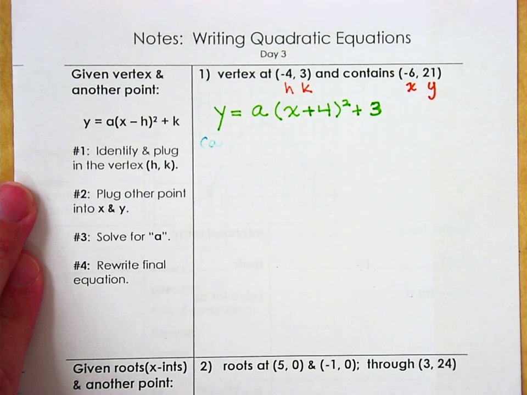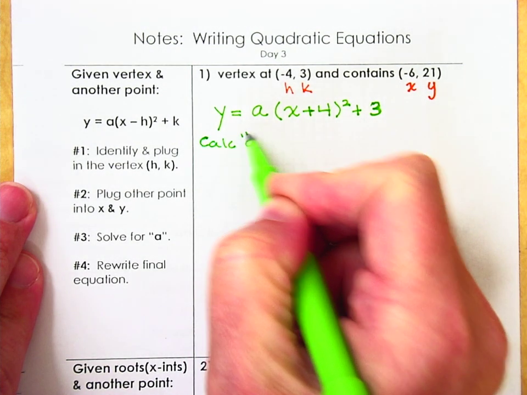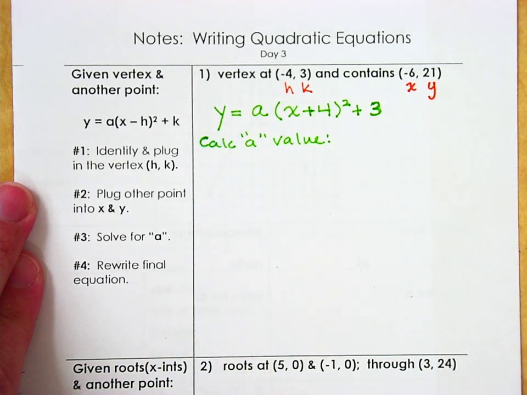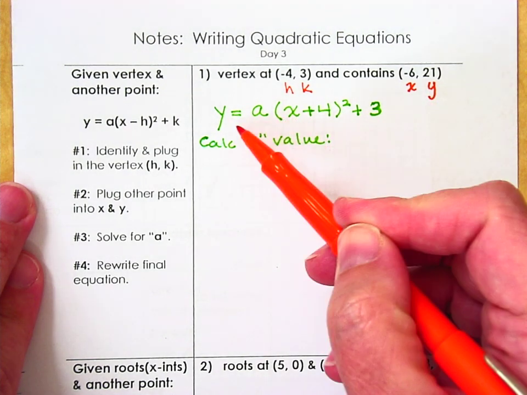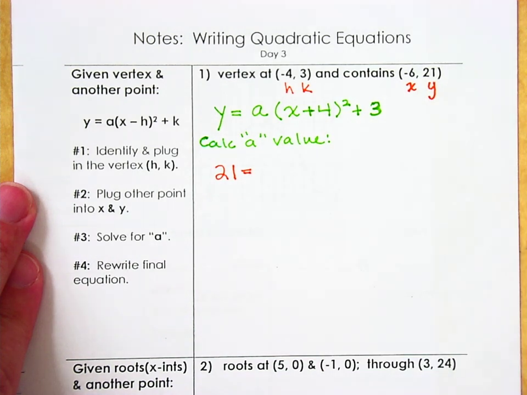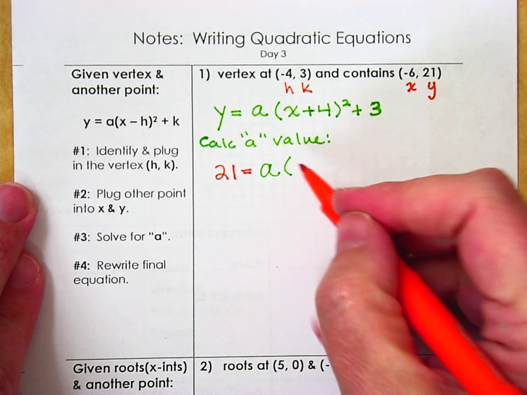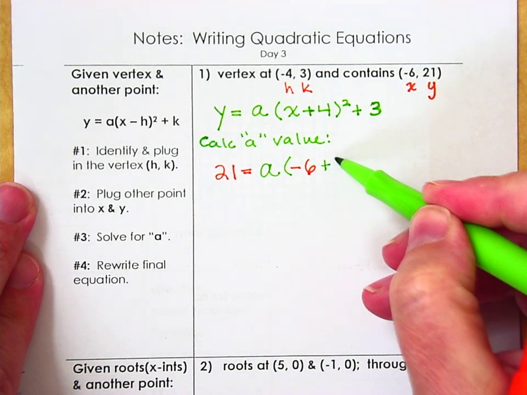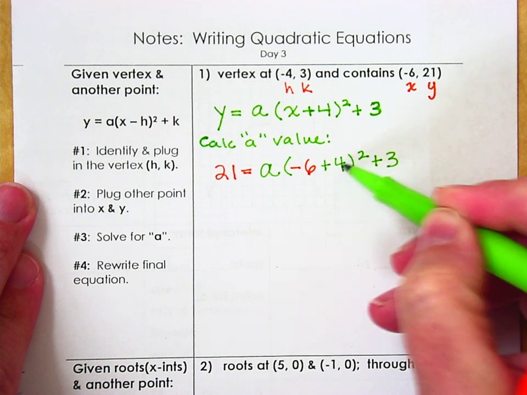Oh, pen just ran out. Here we go. So to calculate the a value, we're going to substitute the x and y point into this equation. So we're going to put the 21 into the y. We don't know what a is. And then we're going to put the negative 6 into the x. And everything else comes down.